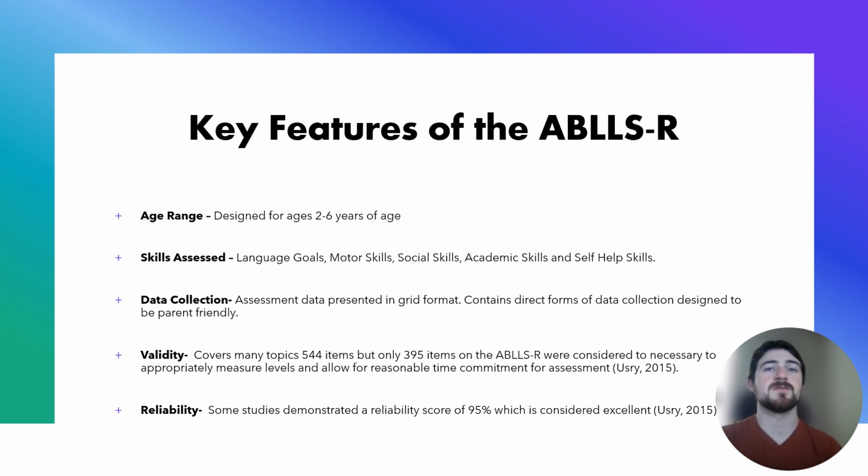Of the 544 items that are in the ABLES-R, only about 395 of them are considered to be necessary, and reducing it to this number could also allow for a more reasonable time commitment to the assessment. As far as the reliability of its implementation, some studies have resulted in a 95% score, which is considered excellent among assessment tools.